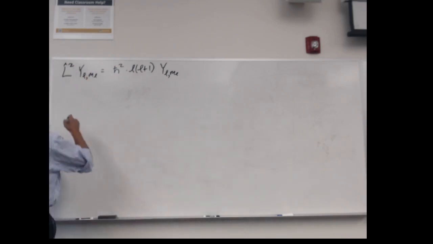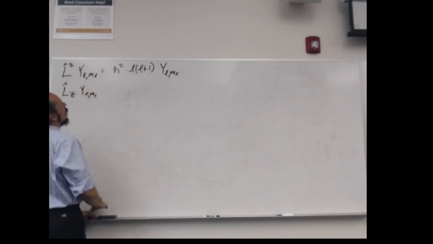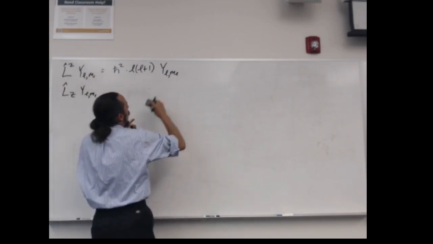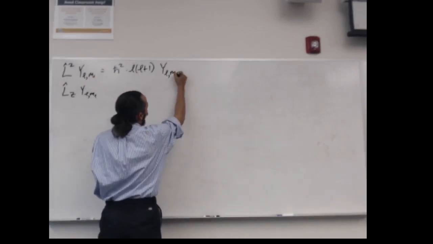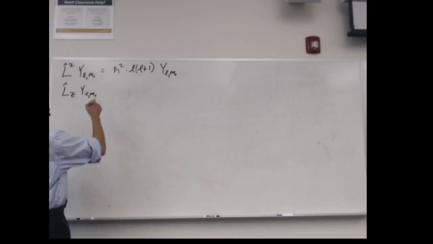The other one that we're going to use pretty regularly is the LZ hat, which on a YLM, let me make that a little bit more subscript, M sub L. We do M sub L here just so we know it's not mass, it's not associated with spin, it's not associated with anything else we might look at.